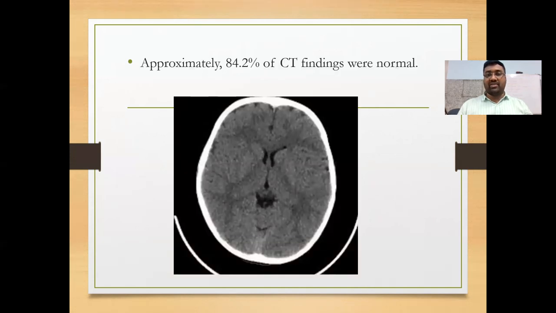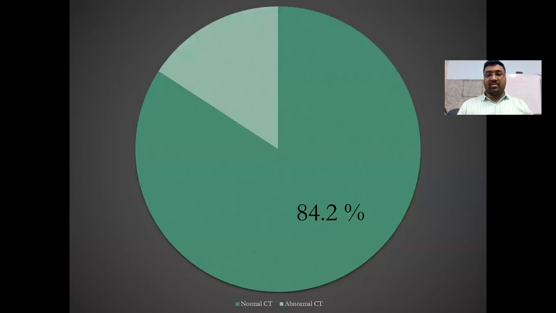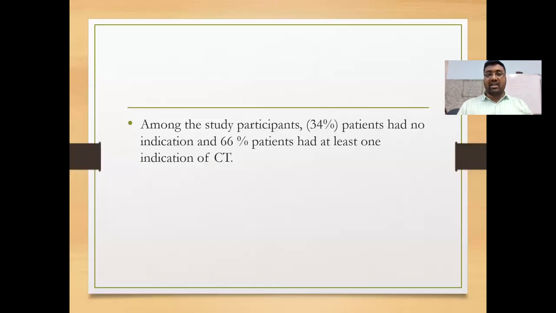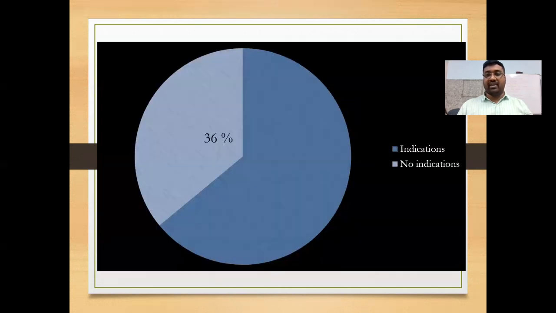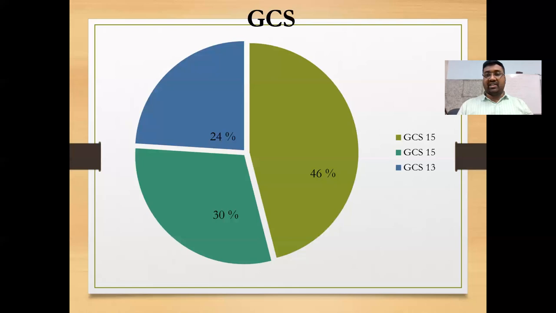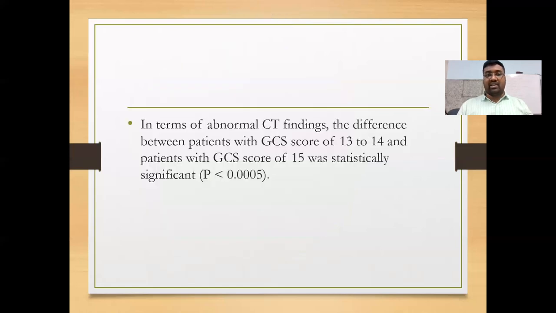Approximately 84.2% of CT findings were normal. This is represented by this pie diagram. Among the study participants, 34% patients had no indication, and 66% patients had at least one indication for the CT. GCS 15 and 13 to 14 are shown in this pie diagram. In terms of abnormal CT findings, the difference between patients with GCS score of 13 to 14 and patients with GCS score of 15 was statistically significant.